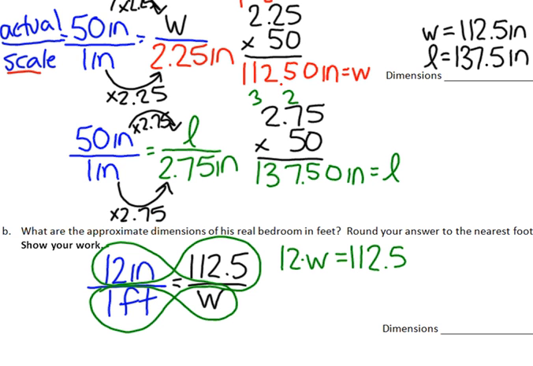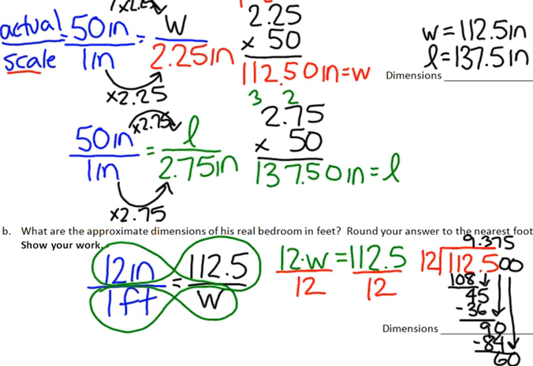Remember, the entire point of doing cross products is to set up an equation that you can then solve. So we're going to divide each side by 12. And when we do that, we're going to put 112.5 inside the box and 12 on the outside of the box. You can see the steps for division in black. When we do that, it comes out to 9.375.